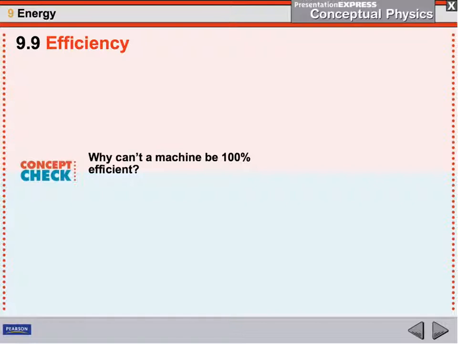Why can't a machine be 100% efficient? Remember we said because you get a lot of heat loss or friction loss. You get energy that is lost in either heat or the friction form.